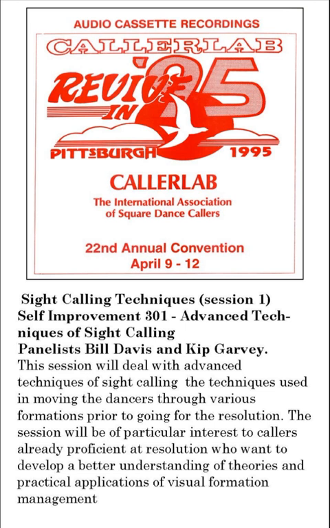There you go. Bend the line. Pass through, wheel and deal. Double pass through. Leaders turn back. Pass to the center. Center star through. Partner trade, and you're all, I think, where we were.